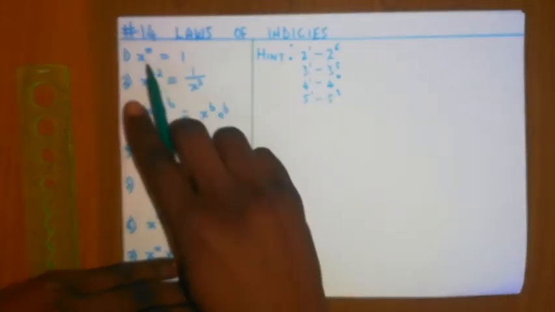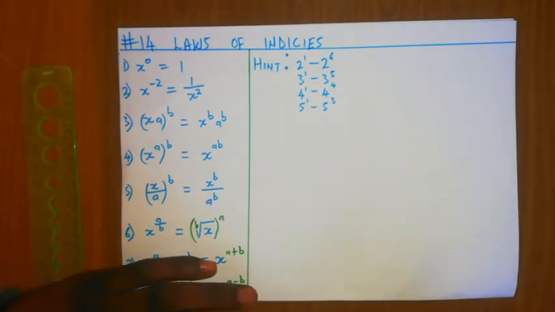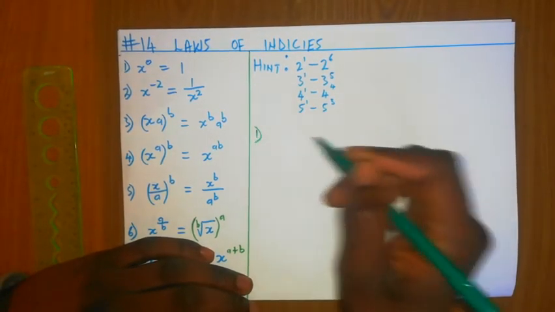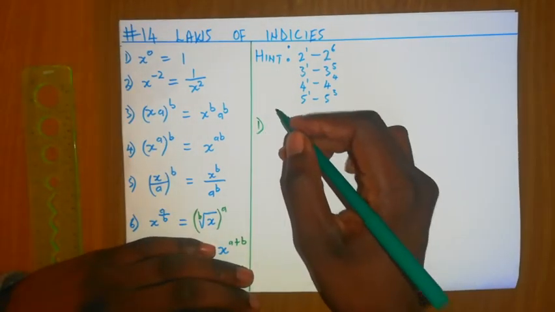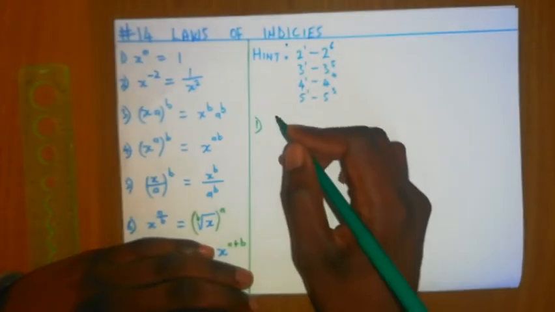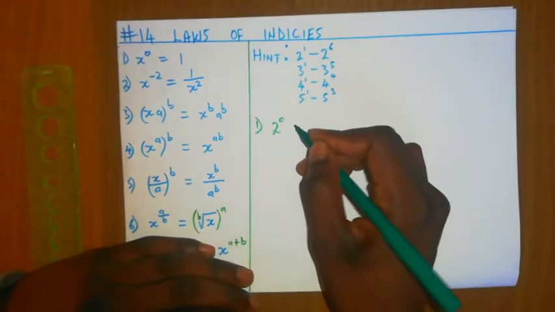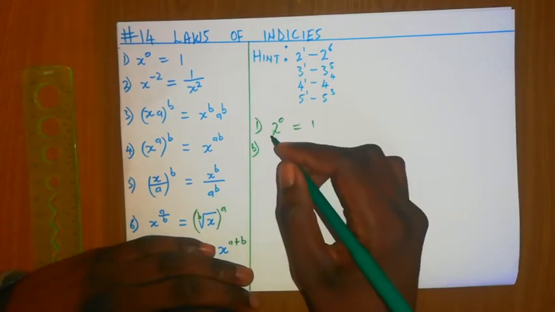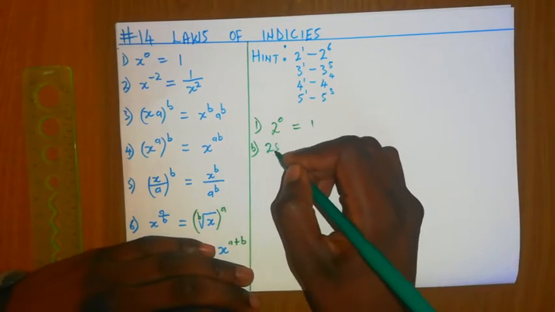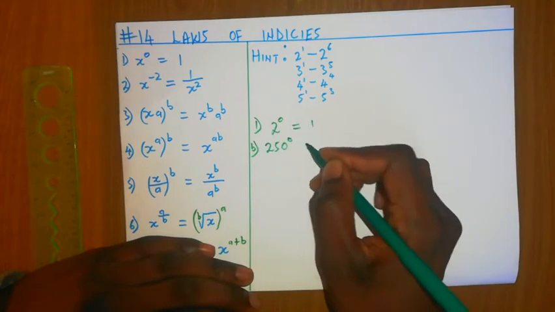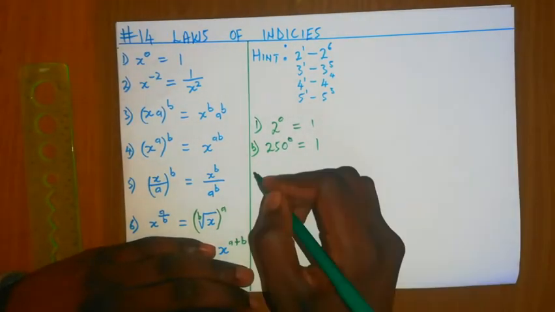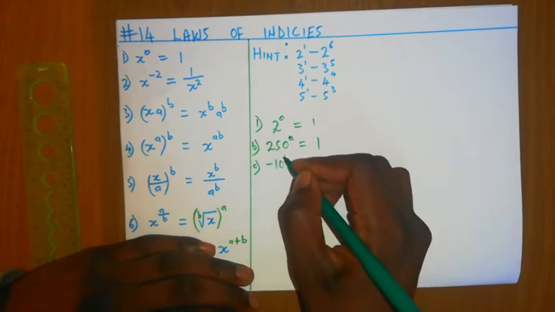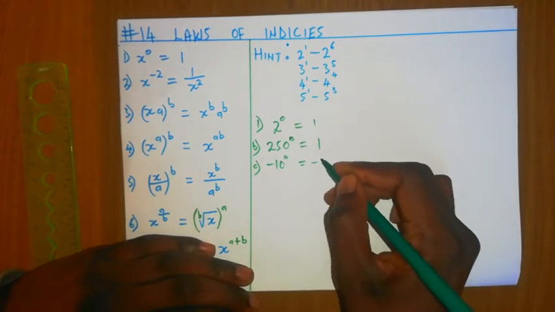So I've got law number 1, which says anything raised to a power of 0 is equal to 1. I might say 2 to the power of 0, my answer is equal to 1, right? Then my second example, 250 to the power of 0 is equal to 1. Then my third example, if I'm to say negative 10 to the power of 0 is equal to negative 1.